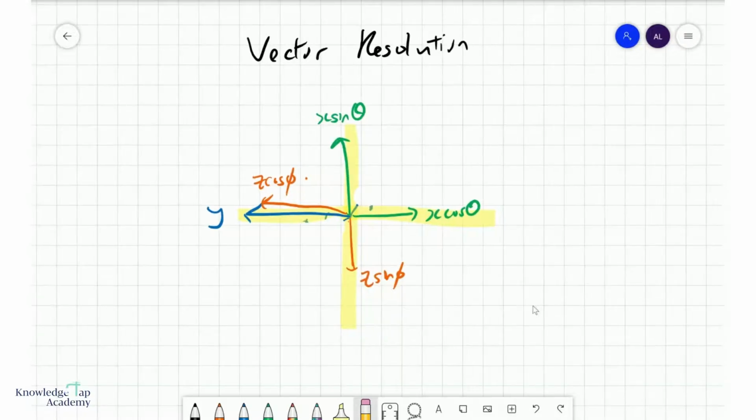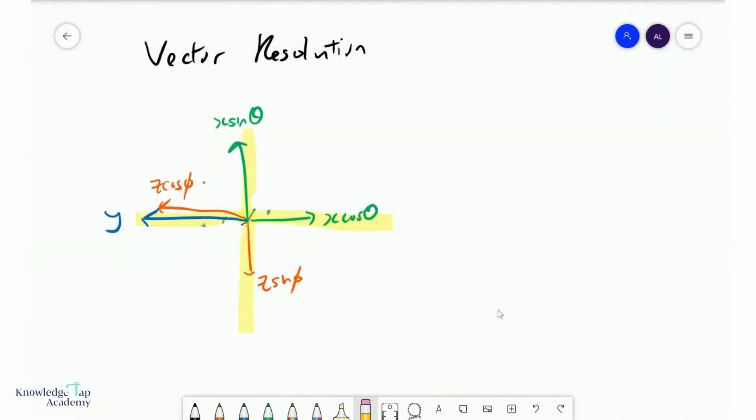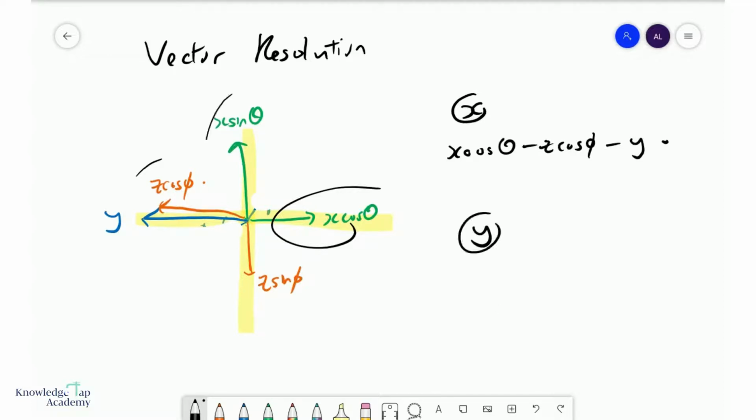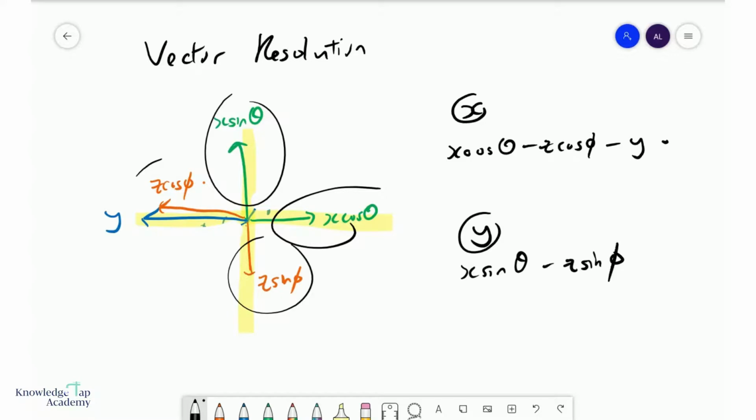Now, once we have done this, simply add up all the components together. So when we look at what's happening on the x side, okay, we have this and these two, and so the net x vector would be x cosine theta, minus z cosine phi, minus y. And of course, the net y vector would be this minus this. So that would be x sine theta minus z sine phi.